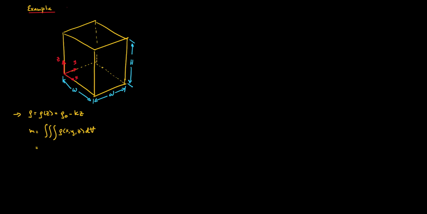So we can substitute what we know. In the z direction, we would integrate from 0 to h. In the x direction, we can go from 0 to w. And similarly, in the y direction, we can go from 0 to w. Our density function is rho naught minus kz. And we will integrate over dx, dy, and dz.